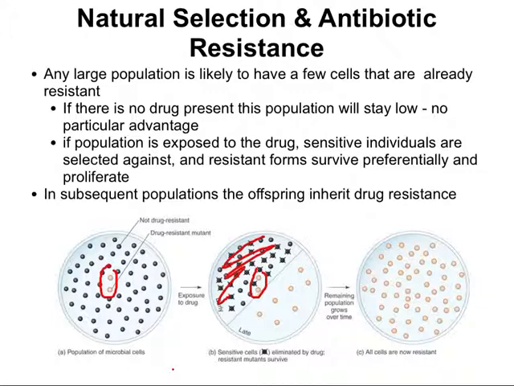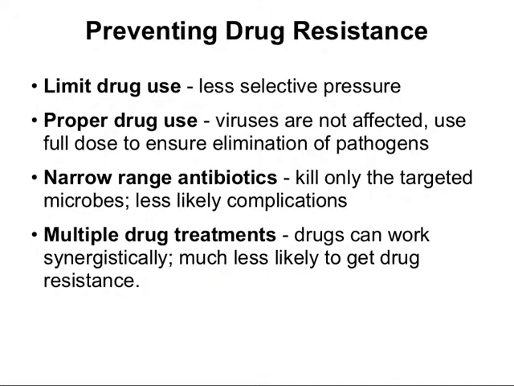Now they have a selective advantage. They're going to survive preferentially and proliferate. In subsequent generations, we have more and more and more of the resistant form of these bacteria. All that's left in our petri dish are resistant forms. So in this fashion, a whole population can become resistant. How do we prevent this rapid spread of resistance?